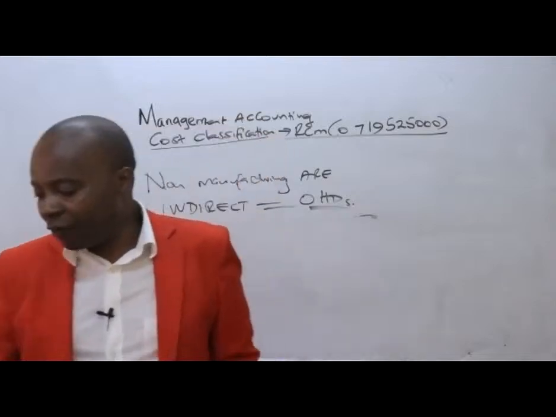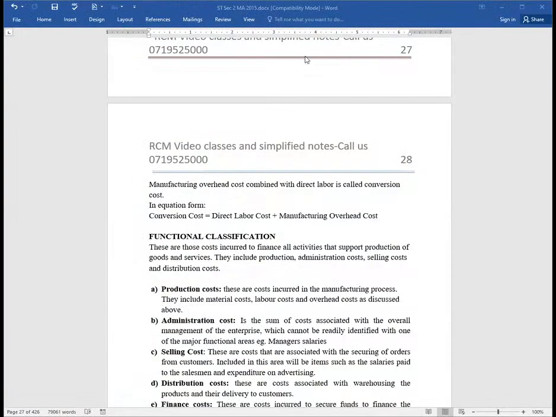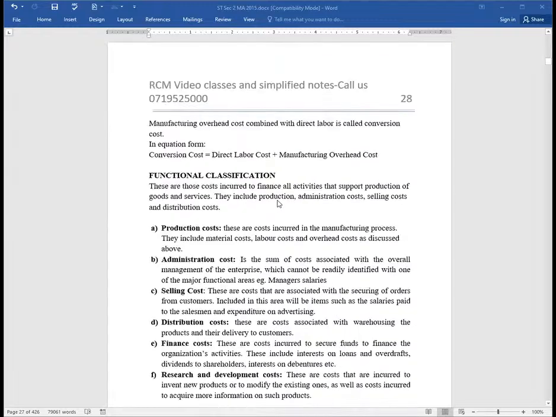For us to understand the functional classification, here we are sharing our materials with you. Under functional classification, these are costs incurred to finance all activities that support production of goods and services. They include production, administration, selling, and distribution costs. Production costs are costs incurred in the manufacturing process. They include labor, materials, and overheads as discussed above, direct overheads.